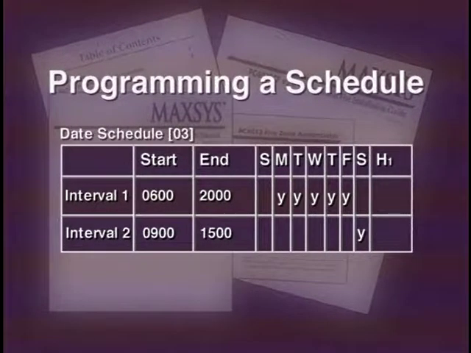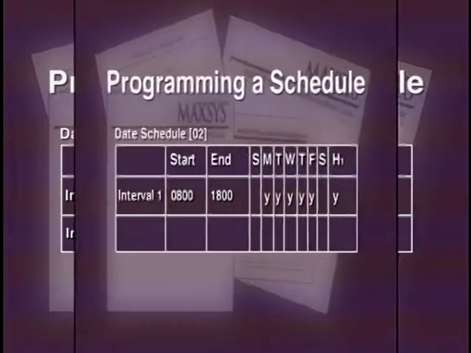Warehouse people will have access to the front door and the warehouse door from 6 a.m. to 8 p.m. Monday to Friday, including holidays, and Saturdays from 9 a.m. to 3 p.m., including holidays. Since the times and dates are different than the schedule required for the salespeople, a new schedule is required. In our example, we will program this information in date schedule 3, interval 1 and 2.